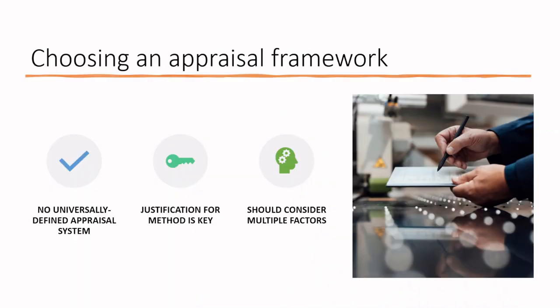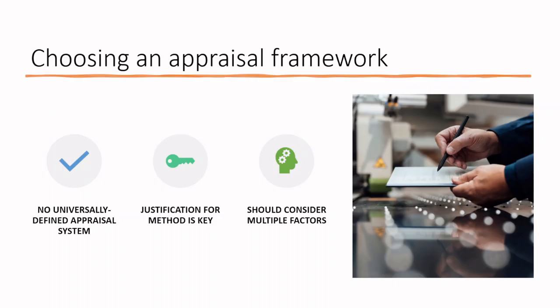So how do you choose, or how do you design an appraisal framework? Well, the fact is that there is no universally defined appraisal system. There are some appraisal systems that are treated as though they are broadly accepted. So the Oxford scheme is one such example. But often these are a little bit limited. So the Oxford scheme limits itself to consideration of study type, but overlooks a range of other factors that can also have a bearing on how much weight should be given to a study. We'll look at some factors shortly.